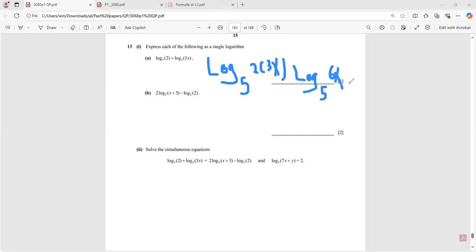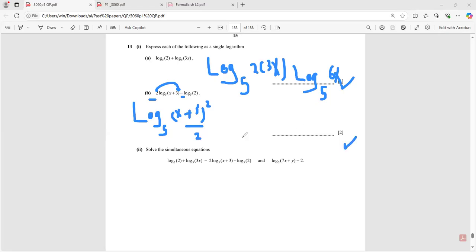of 6x. Done? Okay, 2 log base 5 of x plus 3 minus, so minus here, we're going to divide it, okay? And we're going to put these two up. So we're going to make it a single log base 5. In the numerator, we're going to put x plus 3 squared divided by 2.